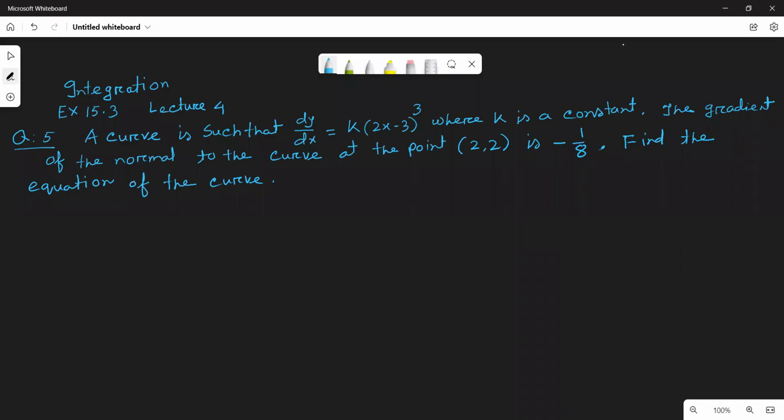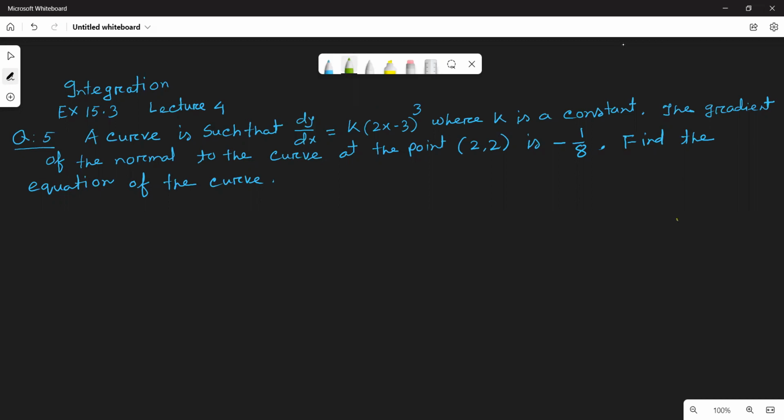Hello everybody. Today from integration chapter exercise 15.3 we will solve this maths. Question 5. A curve is such that dy/dx equals k(2x minus 3)^3, where k is a constant. The gradient of the normal to the curve at the point (2, 2) is minus 1/8. Find the equation of the curve. We have to find the equation of the curve.